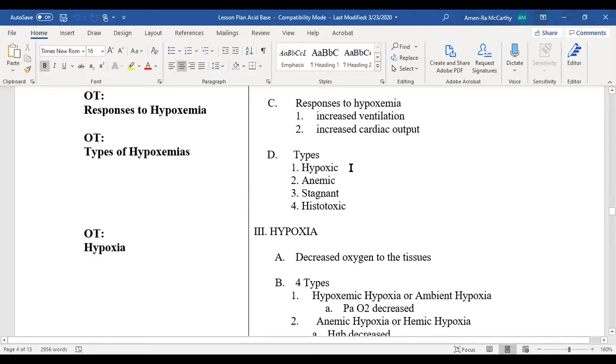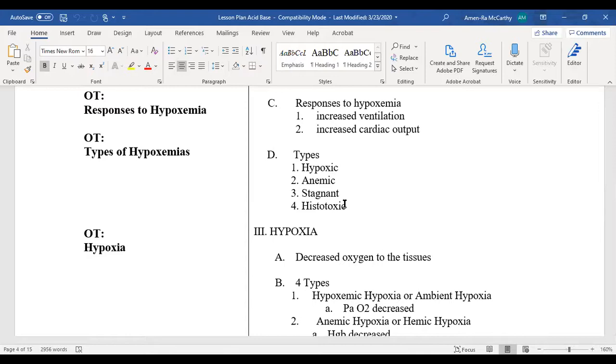The four types are hypoxic, anemic, stagnant, and histotoxic. The four types of hypoxemia are hypoxic, anemic, stagnant, and histotoxic.